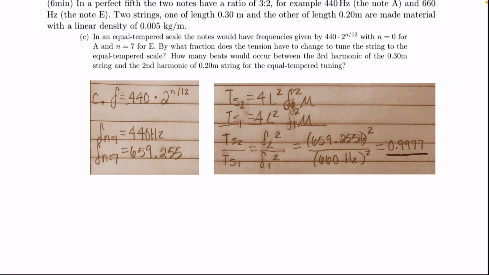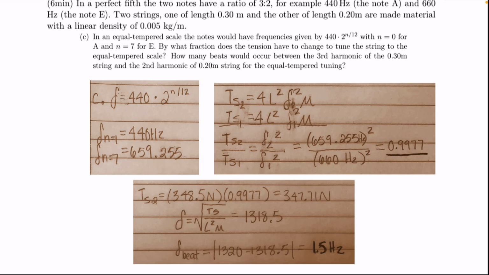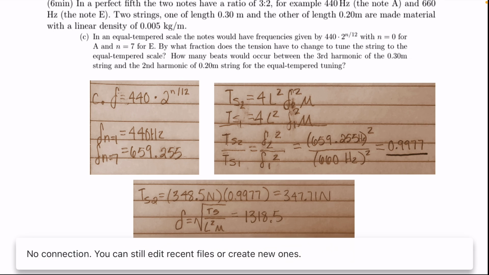So we know the frequencies, so all we have to do is plug those in, and we find that the ratio of those tensions is 0.9977. So essentially the tension in this new string is going to decrease by that amount. So we can go ahead and apply that, just multiply by that original tension we found, 348.5 times 0.9977, giving us 347.71 newtons being the new tension.